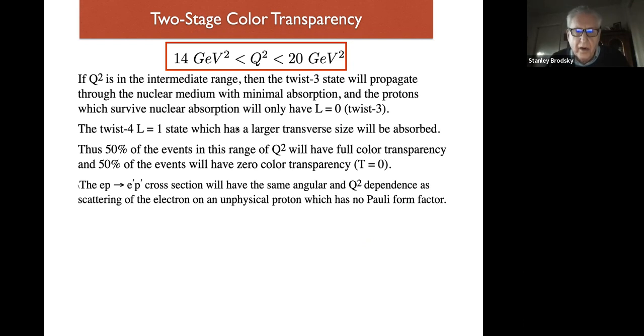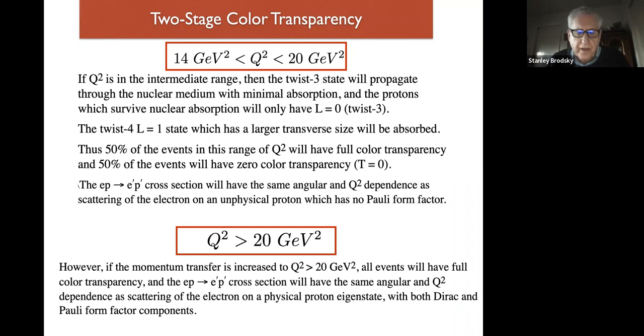It will be absorbed in this 14 GeV squared region. However, as you keep going up in Q squared, then eventually you see full color transparency. At Q squared of 20 GeV squared, that's where the proton should emerge intact.